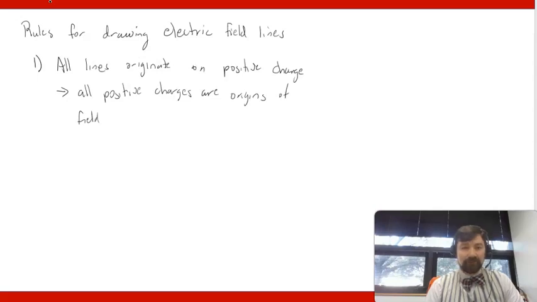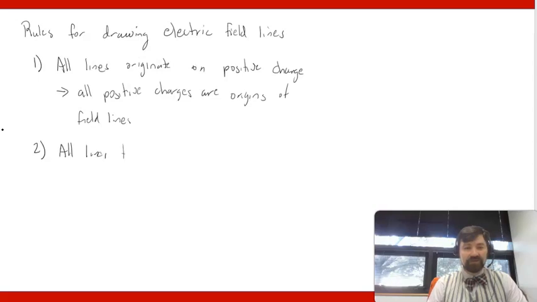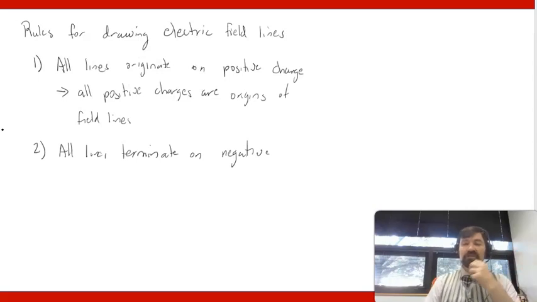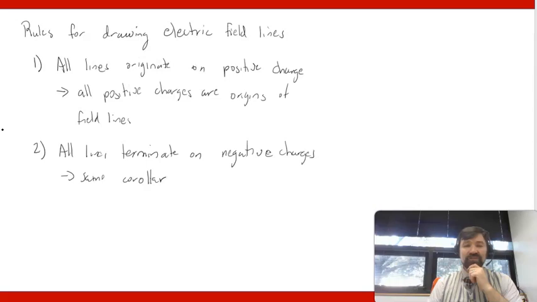Okay, and the second rule is sort of the converse, which is that all lines terminate or end on negative charges, and the same corollary about all negative charges being termination points applies here. So same corollary as above.